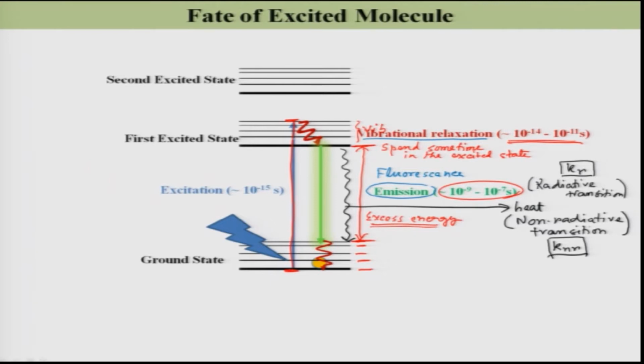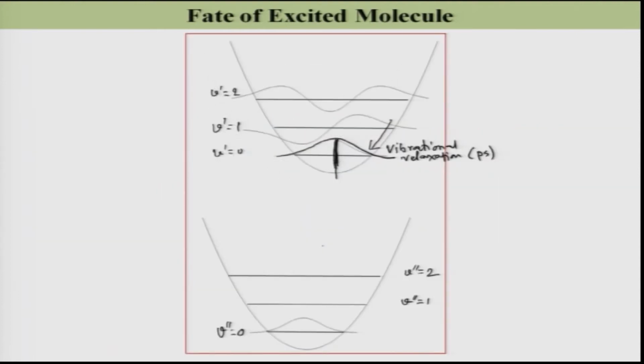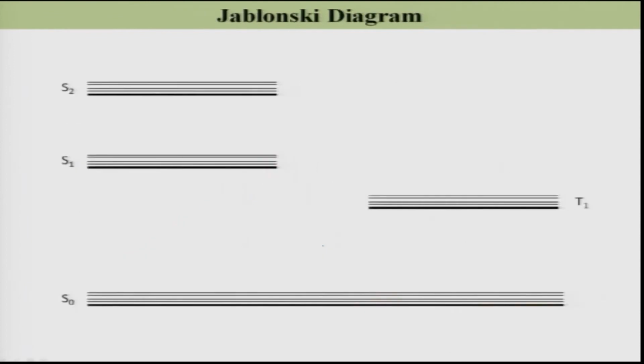And if you now excite your system not from the ground state to the first excited state, but from the ground state to the second excited state, right, then again the system usually comes to the 0 vibrational level of the first excited state, right. So, if you excite your system from here to here, ultimately this system will come to this particular level, and then the emission process will take place, right.